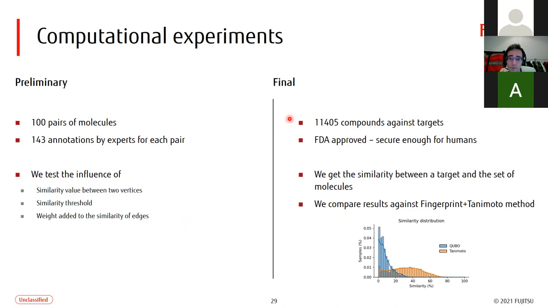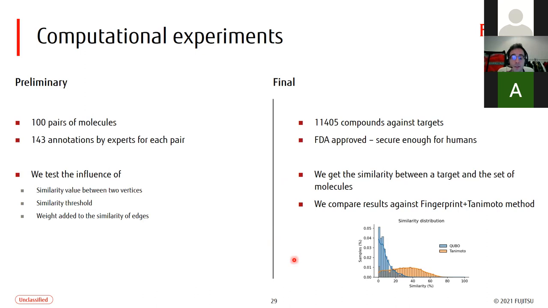And after that, what we did was get the FDA approved drugs, okay? That is comprised of more than 11,000 compounds. And we test some targets against these compounds, okay? So in this case, what we get is the similarity between a target and the set of molecules. The target could be maybe the remdesivir that maybe you heard of. The remdesivir was very, very famous because maybe it could help fight COVID-19, okay? But the secondary effects of remdesivir were not good enough for humans, okay? So the thing is, we need to find all the molecules, okay, for this.